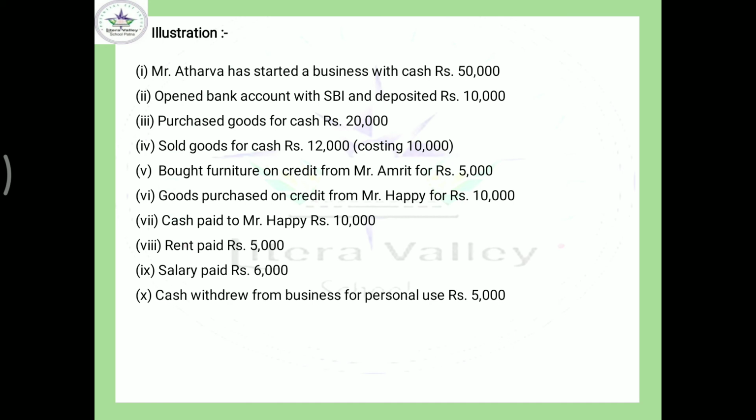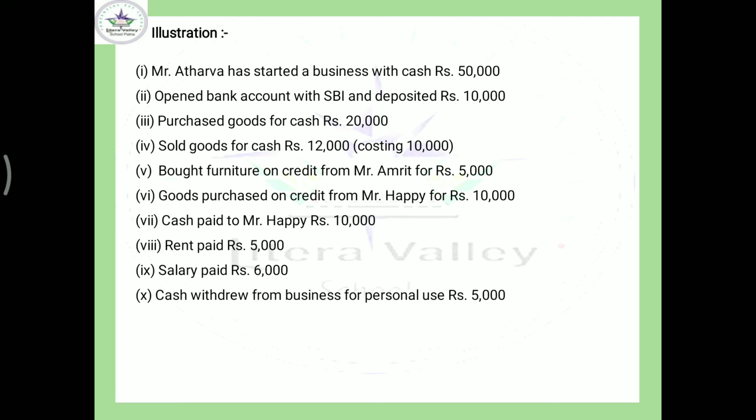Okay. Rent paid 5,000. Rent is an expense. The treatment of expenses is that expenses should always be deducted from capital for an accounting question. So the capital balance will reduce by 5,000, and paid means cash, so the cash balance will also reduce by 5,000.